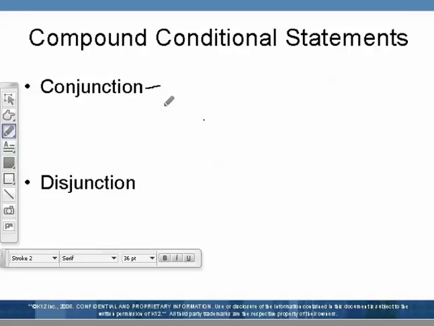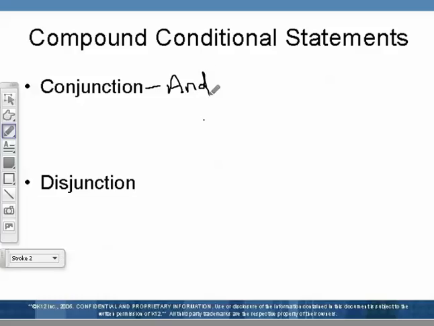Okay, so did you catch that? And, but, nor. Well, we're only going to talk about two of them. And is a conjunction. It joins two things together and they add together. And, okay? And then disjunction. That is an or. Okay? This or that. Kind of like it subtracts, doesn't it? Almost, but not quite. This or that. These are the two types of things.